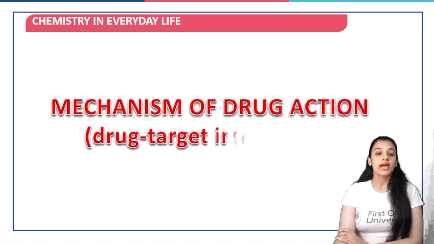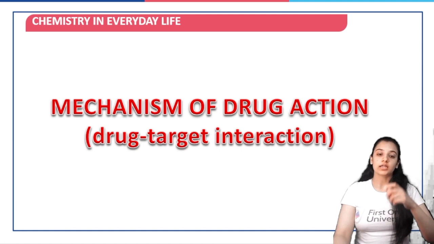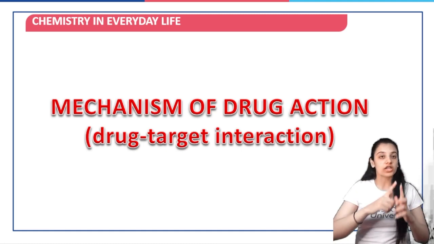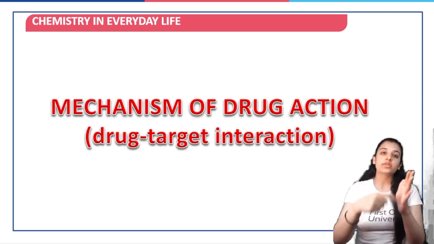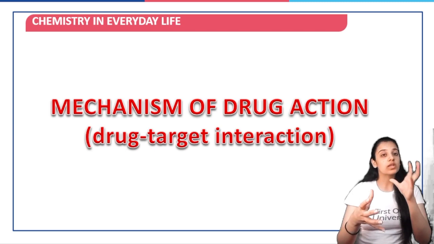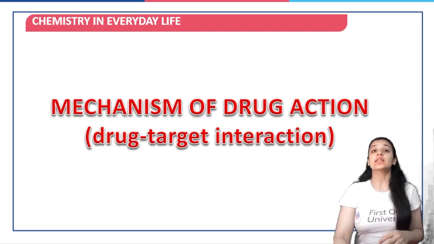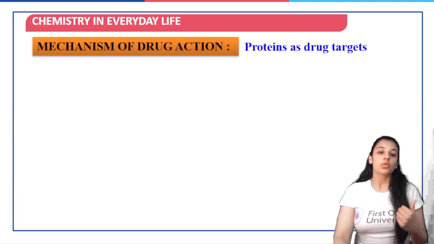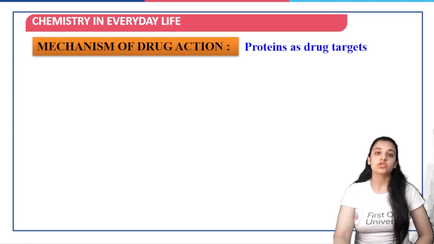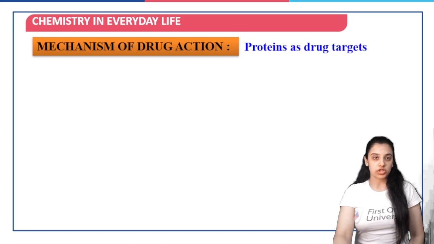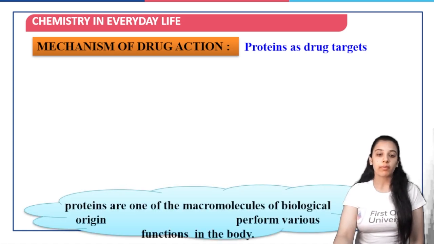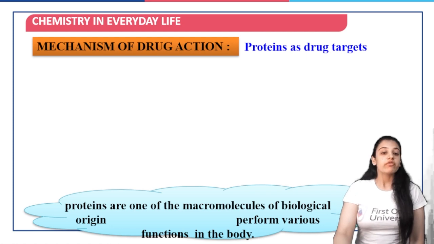Next, we move on to the mechanism of drug action, that is drug-target interaction. So what happens is whenever we take any particular drug, it has a target where it goes and it shows its effect there. So this interaction that is taking place between the drug and the target is what we are going to study. That is a particular mechanism. So what is the mechanism? Let us say the drug target, that is where the drug has to go and bind, is the protein.